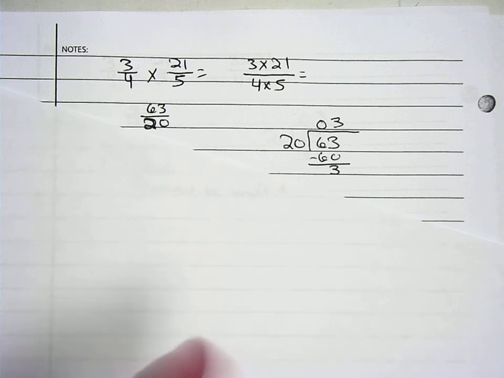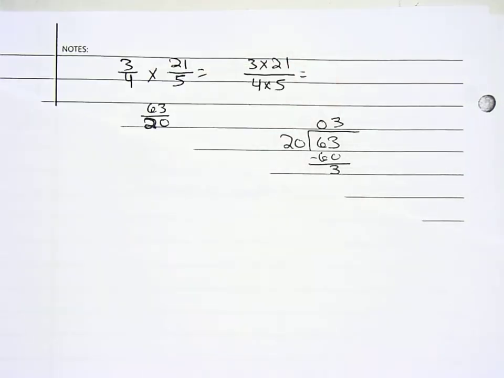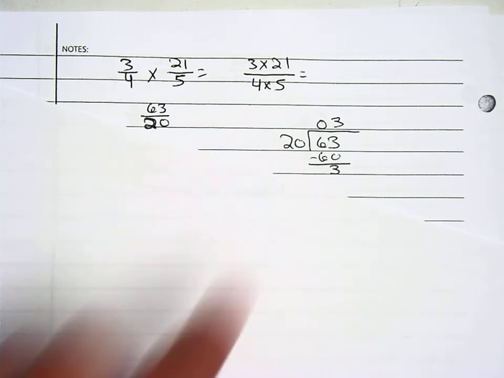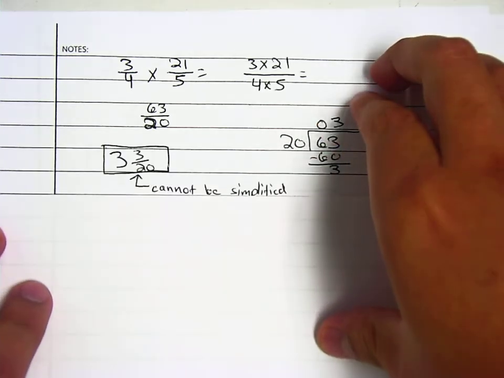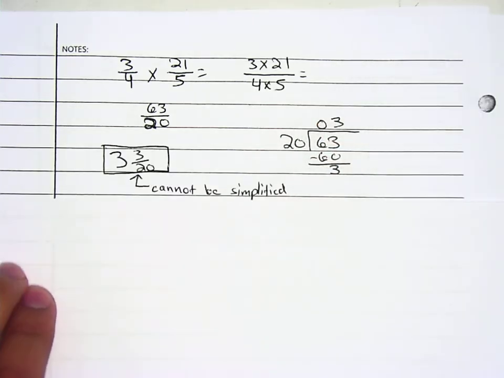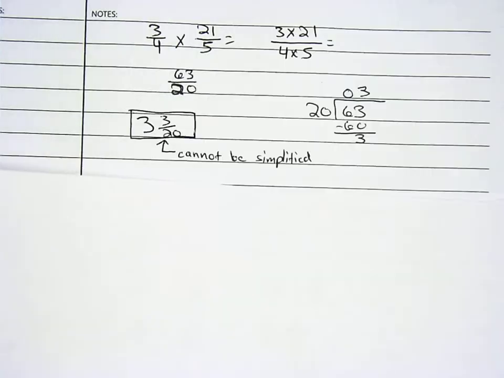Now we can see that 20 goes into 63 3 times with a remainder of 3. Our remainder 3 is going to be our new numerator. Our quotient is going to be our whole number, and our denominator of 20 is going to stay the same. So it should look similar to this. If you notice, it cannot be simplified, so we're done here. Now we can move on to our last example.